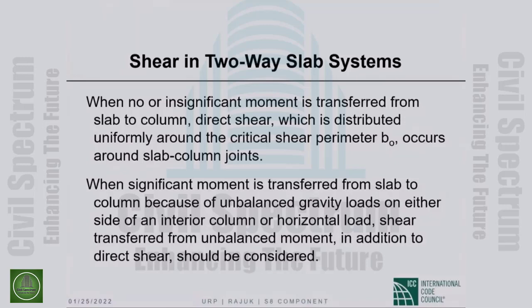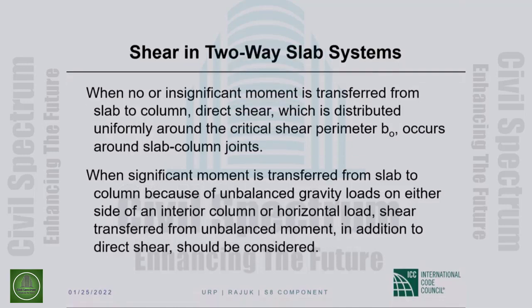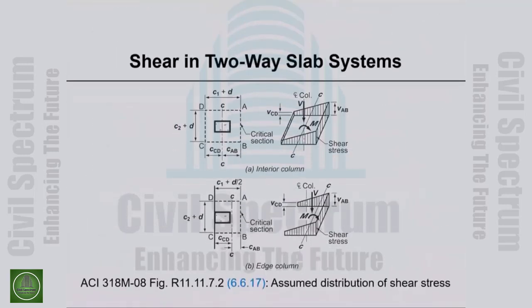So when no or insignificant moment is transferred from slab to column, direct shear, which is distributed uniformly around the critical shear perimeter b sub zero, occurs around slab-column joints. When significant moment is transferred from slab to column because of unbalanced gravity loads on either side of an interior column or horizontal load, shear transferred from unbalanced moment in addition to direct shear should be considered, as we are about to do, and we actually skirted around that topic yesterday.